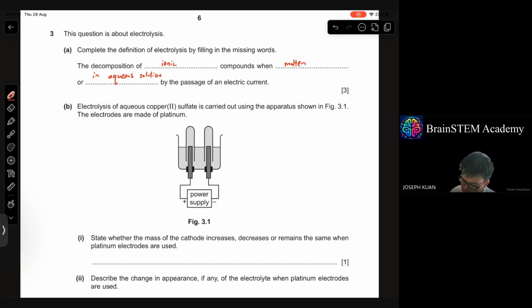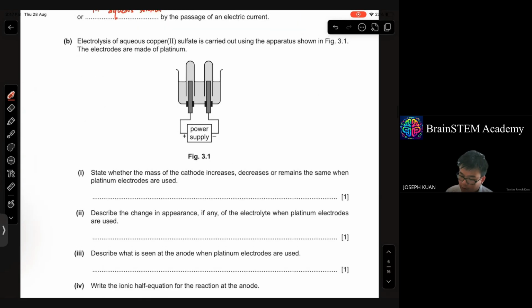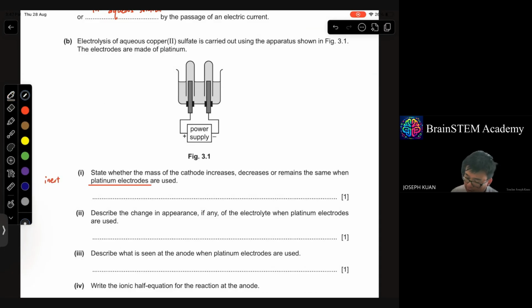Next, electrolysis of aqueous copper 2 sulfate is carried out using the apparatus shown. The electrodes are made of platinum. State whether the mass of the cathode increases, decreases, or remain the same when platinum electrodes are used. Okay, platinum electrodes are inert electrodes. That means it will not affect the electrolysis process directly.